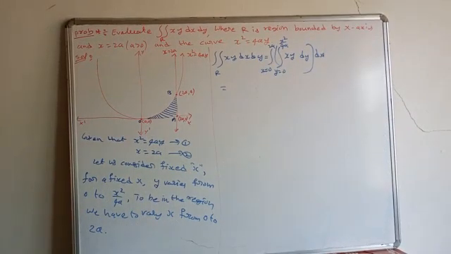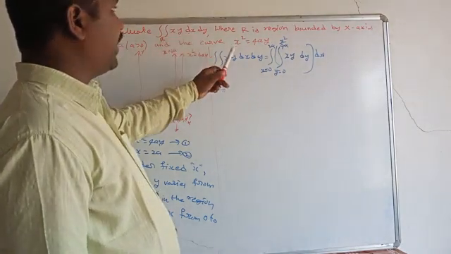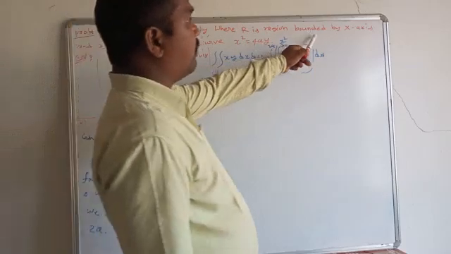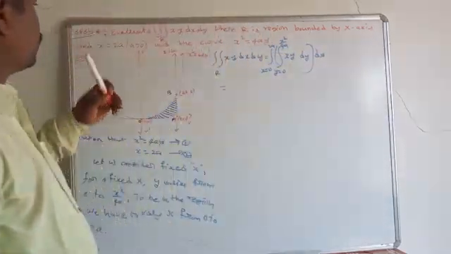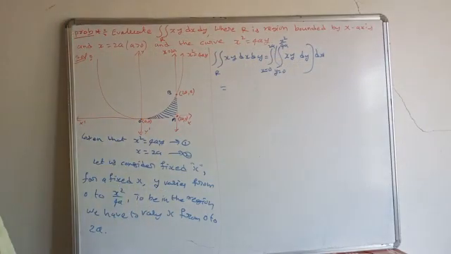Next problem, evaluate double integral xy. Evaluate double integral of xy dx dy, where c is the region bounded by x-axis and x is equal to 2a, and the curve x square is equal to 4ay.